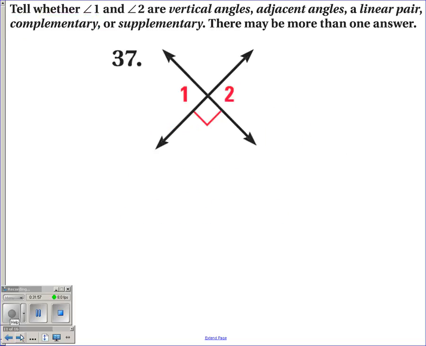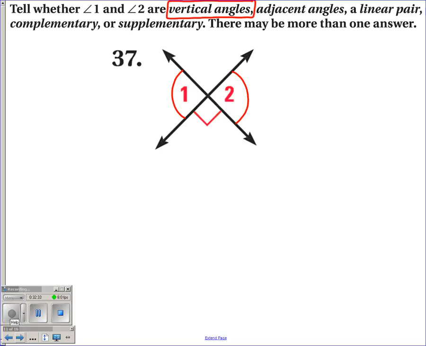Let's take a look at 37. Are they vertical angles? Well, yes, they are. They're on opposite sides of these two intersecting lines, and that's where we have vertical angles. So vertical angles checks. Are they adjacent angles? Well, no. If they're vertical, they can't be adjacent at the same time, so that one's out. Are they a linear pair? No, they don't form a line, so that one's out.